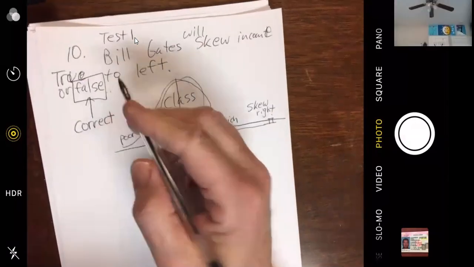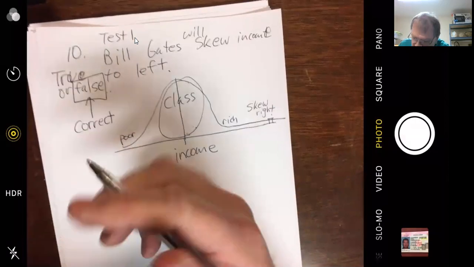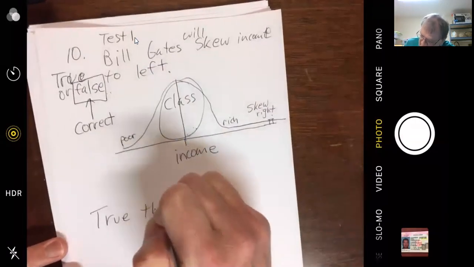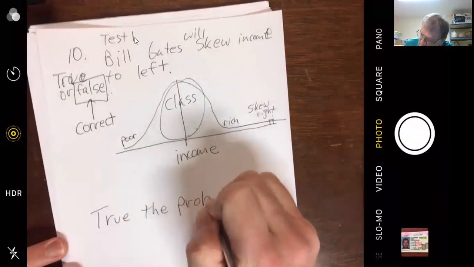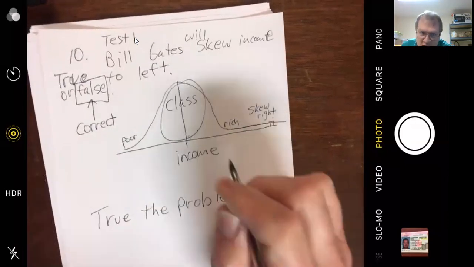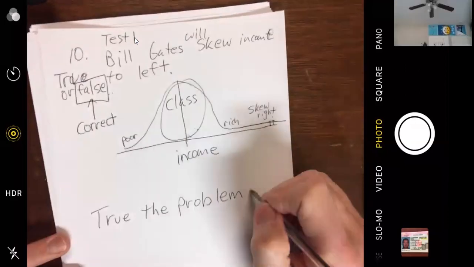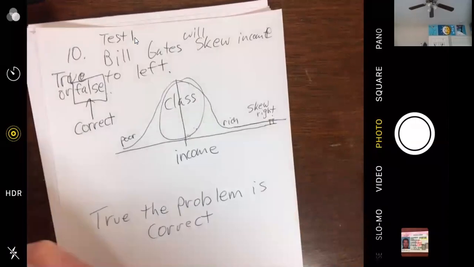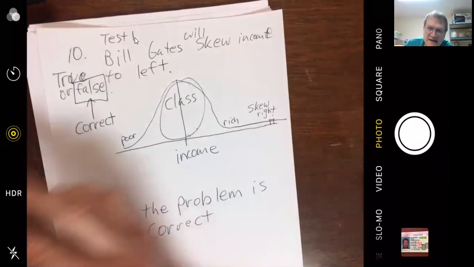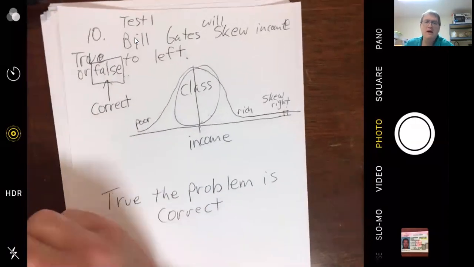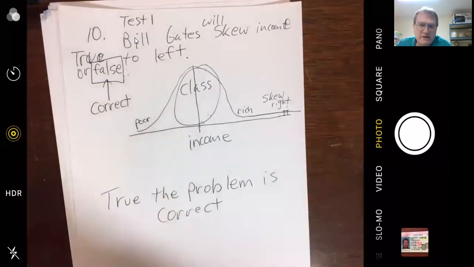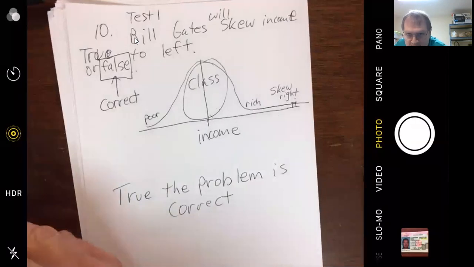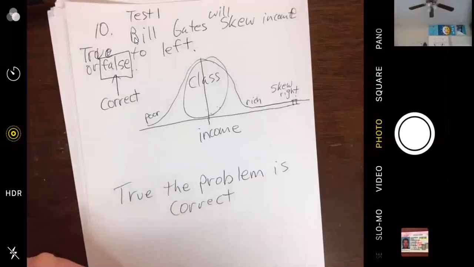So then the way I've worded the answer form is true. The problem is correct. That's why you needed to think in terms of, is the problem correct or incorrect? Right, I get that. It's just my head. I don't know what I was thinking. Sometimes you have to go over it and miss it on a test to really learn it. Is there another one?